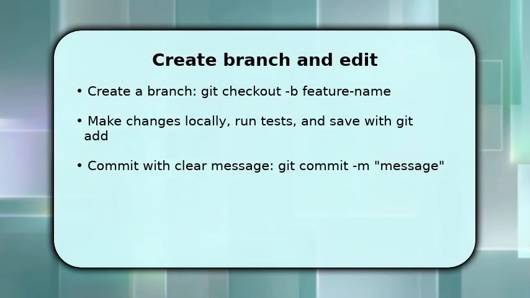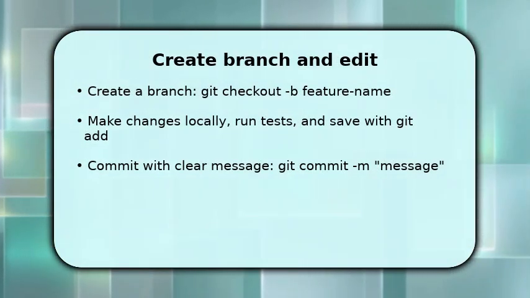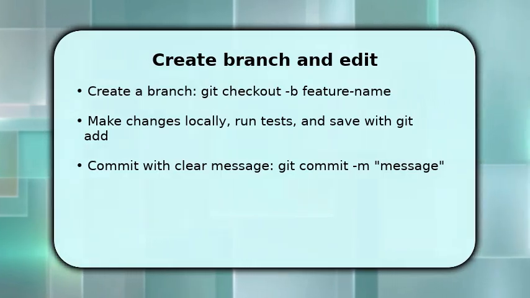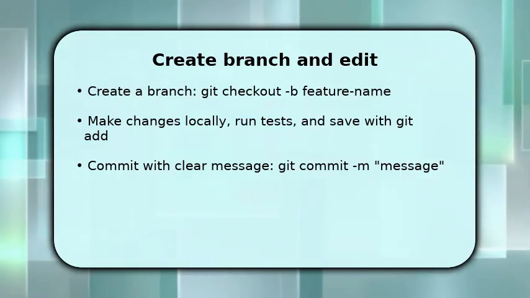You should avoid committing to main. Create a feature branch to isolate work. Use git checkout -b <feature-name> so you can iterate safely. Edit files with your editor, run the repo's tests or lint checks frequently to catch issues early.